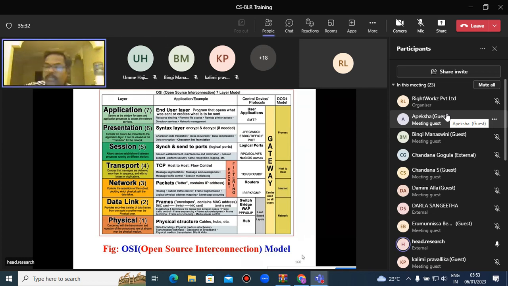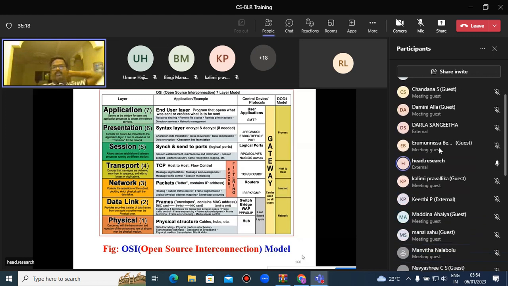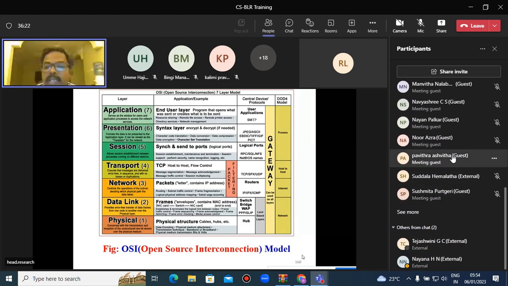Then network layer. So network layer, you can call it the concept of packets, and it contains a letter, it contains an IP address, internet protocol address, and you can call it the layer that controls the operations of the subnet, deciding which physical path the data takes. It uses routing protocol, subnet traffic control, frame fragmentation, logical physical addressing map, subnet usage accounting. It uses central device protocol like routers, IP, IPX, ICMP, and followed by the gateway can be used on all layers, and it is related to internet.